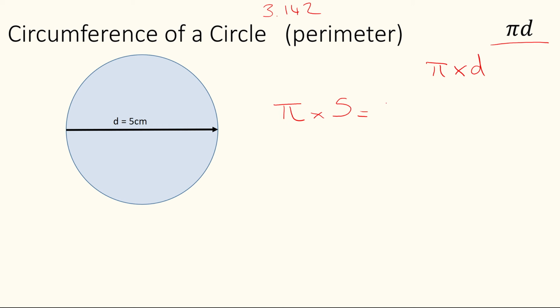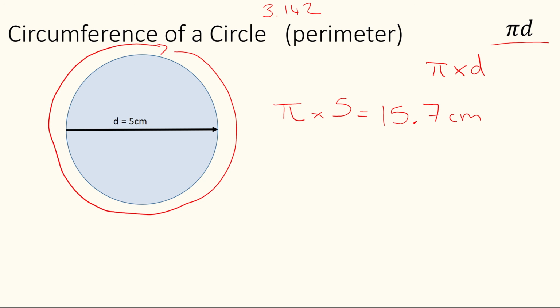There we go. So 15. I'm going to do all of these to one decimal place. Any exam questions would tell you. And this is centimeters. So remember, this is all the way around. If I was to unravel that circle and lay it like a long piece of string, it would be 15.7 centimeters.